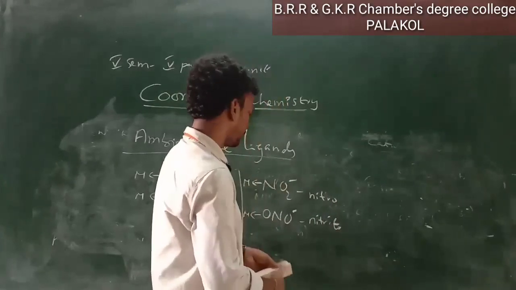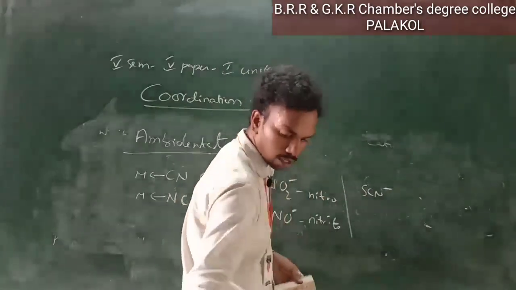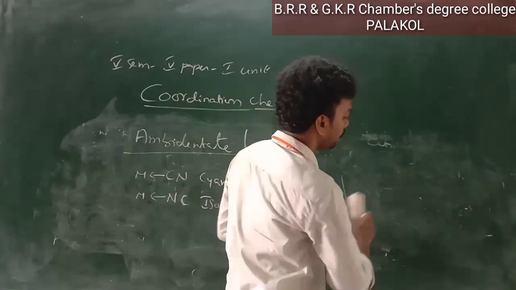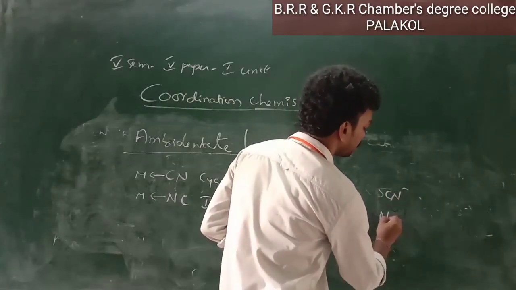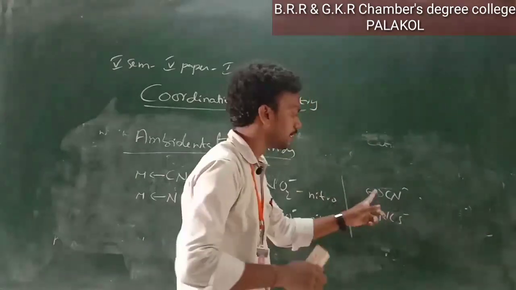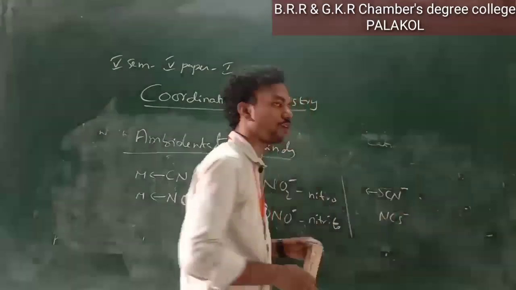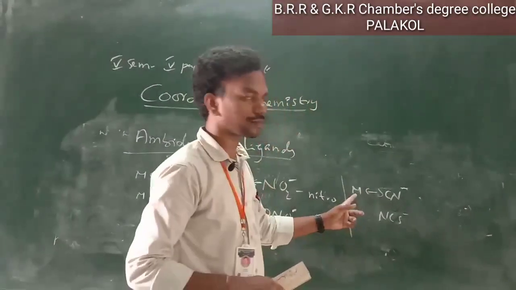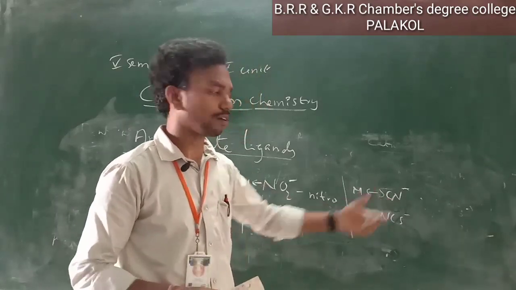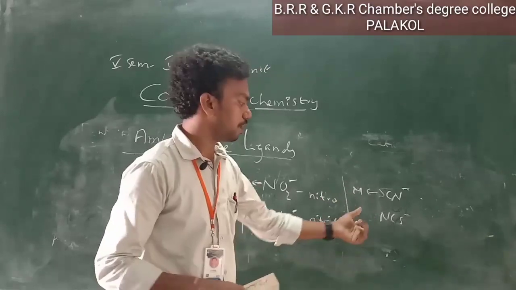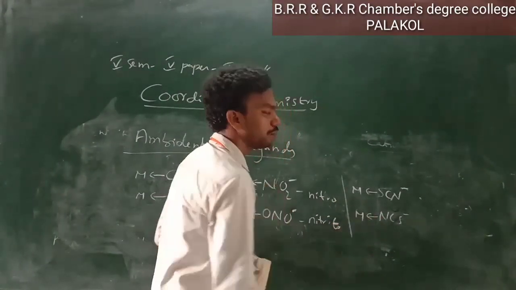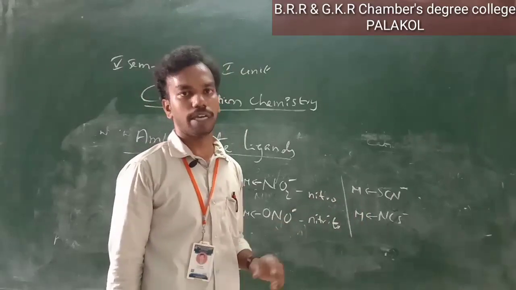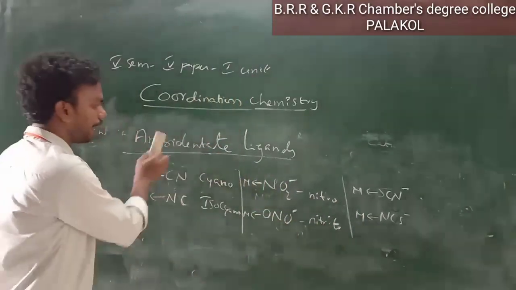Let's take another example, SCN minus, or NCS minus. Here sulfur and nitrogen both have lone pairs of electrons, and either sulfur donates or nitrogen donates. If sulfur coordinates with the metal atom and forms a coordinate bond, that can be written as SCN minus, and it is called thiocyano. If nitrogen donates its lone pair of electrons to the central atom and forms a coordinate bond with the metal atom, this can be written as NCS minus, and it is called isothiocyanate. Isothiocyanate, right? So these are a few examples of ambidentate ligands.